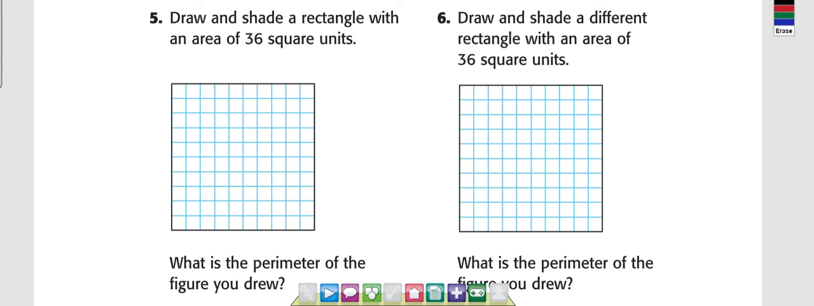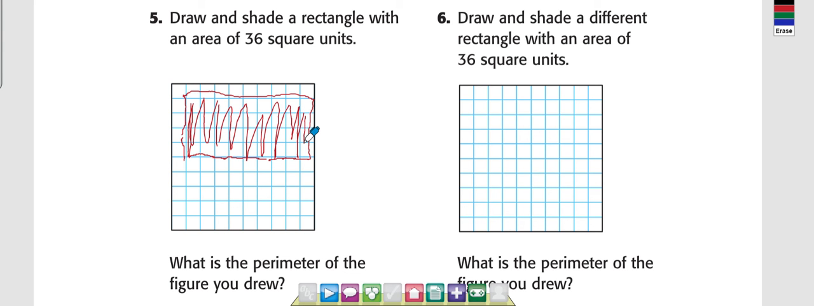Now, number 5, it says draw and shade a rectangle. Well, I know that 9 times 4 is 36. So I'm going to go 4 down. 1, 2, 3, 4. And then 1, 2, 3, 4, 5, 6, 7, 8, 9. And there's one right there.